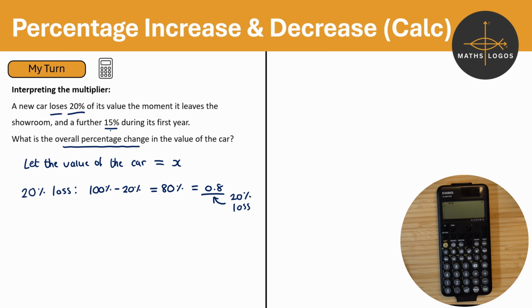And then it loses a further 15%, so 15% loss. Again, that's 100%. We start with 100% every time. Take away the 15% to give us 85%, which is equal to a 0.85 multiplier. And that is my 15% loss. And the question's asked us, what's the overall percentage change in the value of the car? Now, it's obviously going to be a loss, but how much?